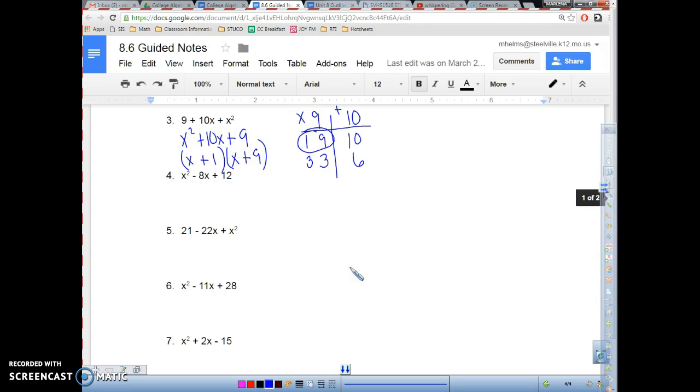So now number 4 changes it up a little bit on us. Number 4 puts a negative sign in there. So we're going to have to work with that.